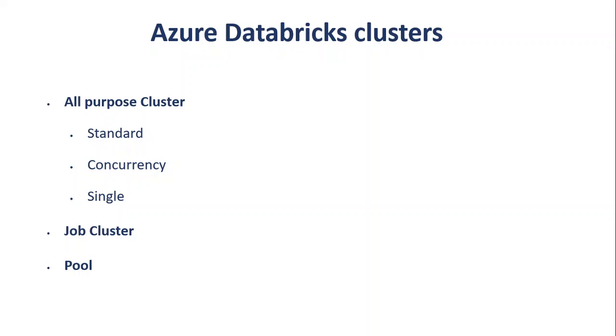Okay. Types of Azure Databricks clusters. There are mainly two types of clusters. Pool is not a cluster type, but I'm going to talk about that too. So there are two types of clusters: all-purpose and job cluster. The all-purpose cluster is mainly for most of the work, our day-to-day kind of activities, and it has three different modes: standard, concurrency, and single.